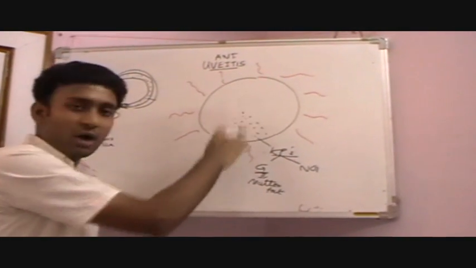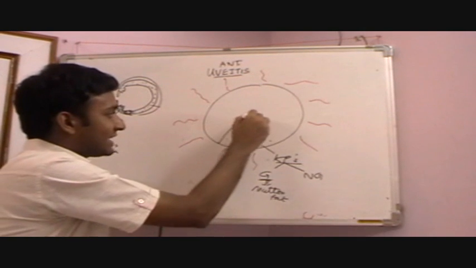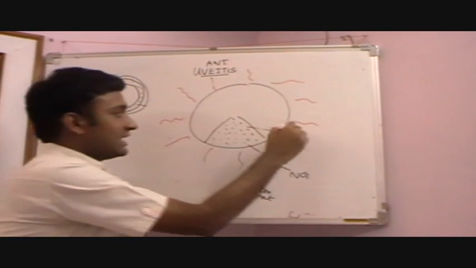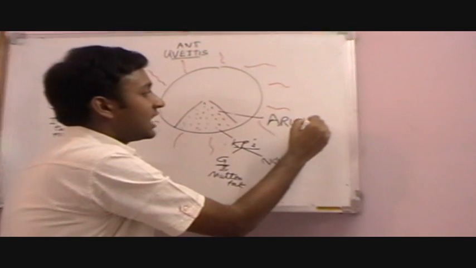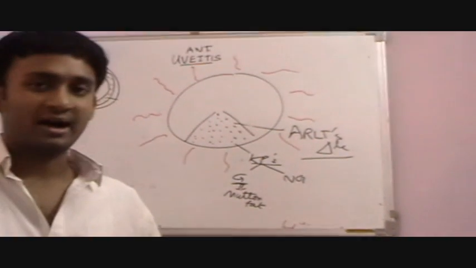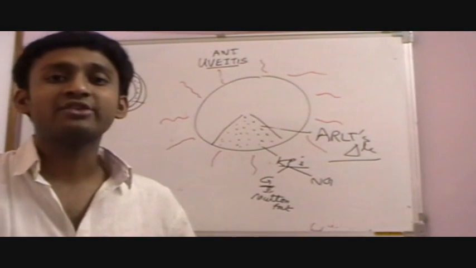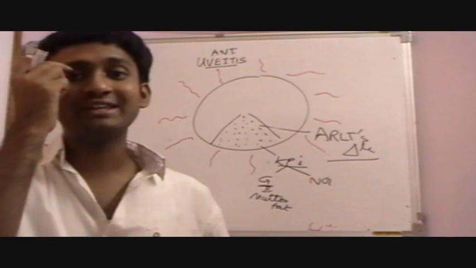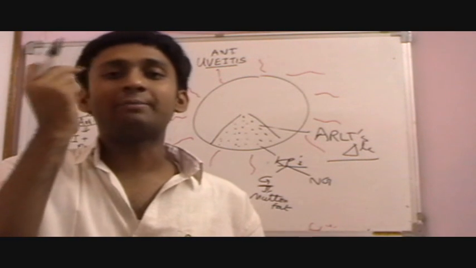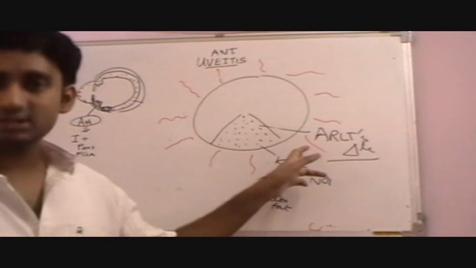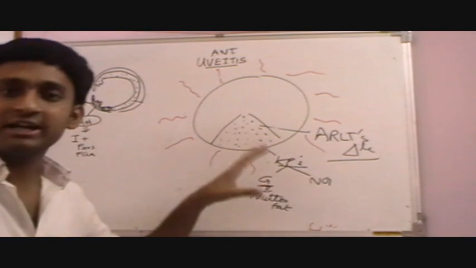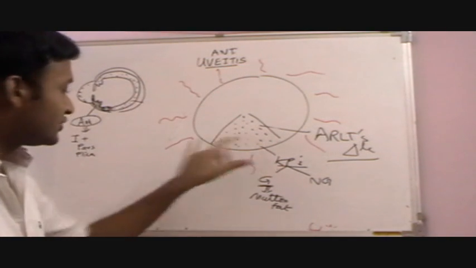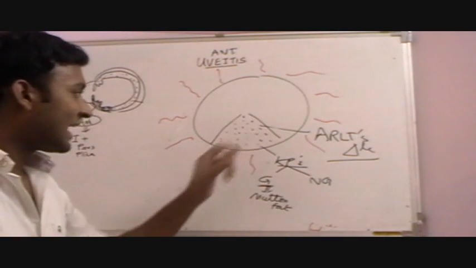Because of the dense KPs, they will gravitate down and they will form a triangle. And that triangle is called as Arlt's triangle. Where do you see Arlt's scar? In trachoma. In the cicatrizal or scarring stage of trachoma, you will see Arlt's scar over the upper tarsal conjunctiva or upper palpebral conjunctiva. Here this is Arlt's triangle where the keratic precipitates will just gravitate down. So this is one important finding of cornea, keratic precipitates.